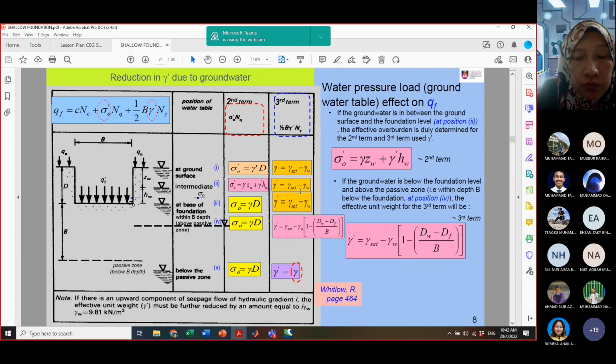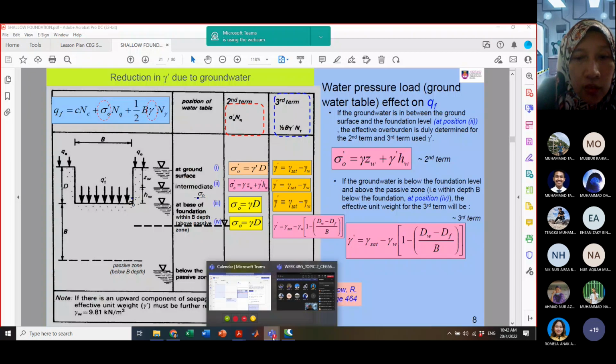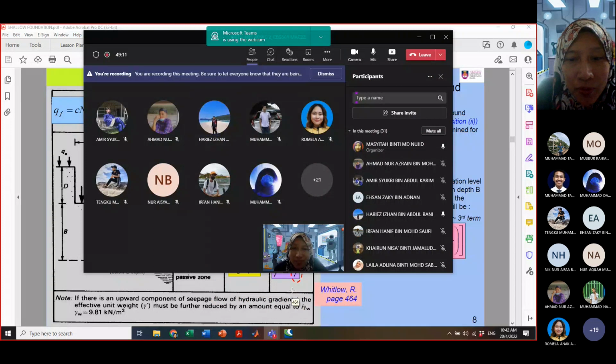How about term 3? Term number 3, we want to look at the effect of the unit weight at the base of the footing. So you will look at the base footing here, in condition number 2, is our base footing in a dry or wet condition? Any answer? Dry. Are you sure? Who is answering? Haris, is it dry?